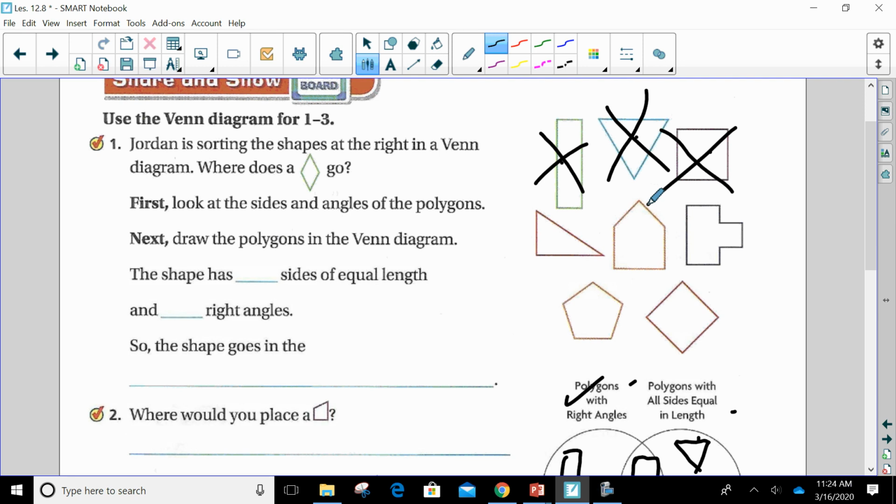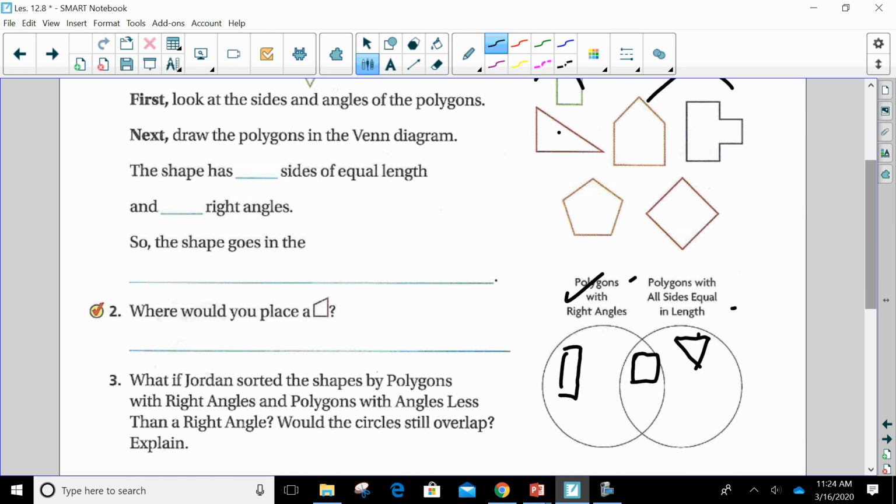Okay, now let's look at this guy. Well, he has a right angle, doesn't he? But not all the sides are equal. So let's put the triangle, the right triangle, in the right angle section.